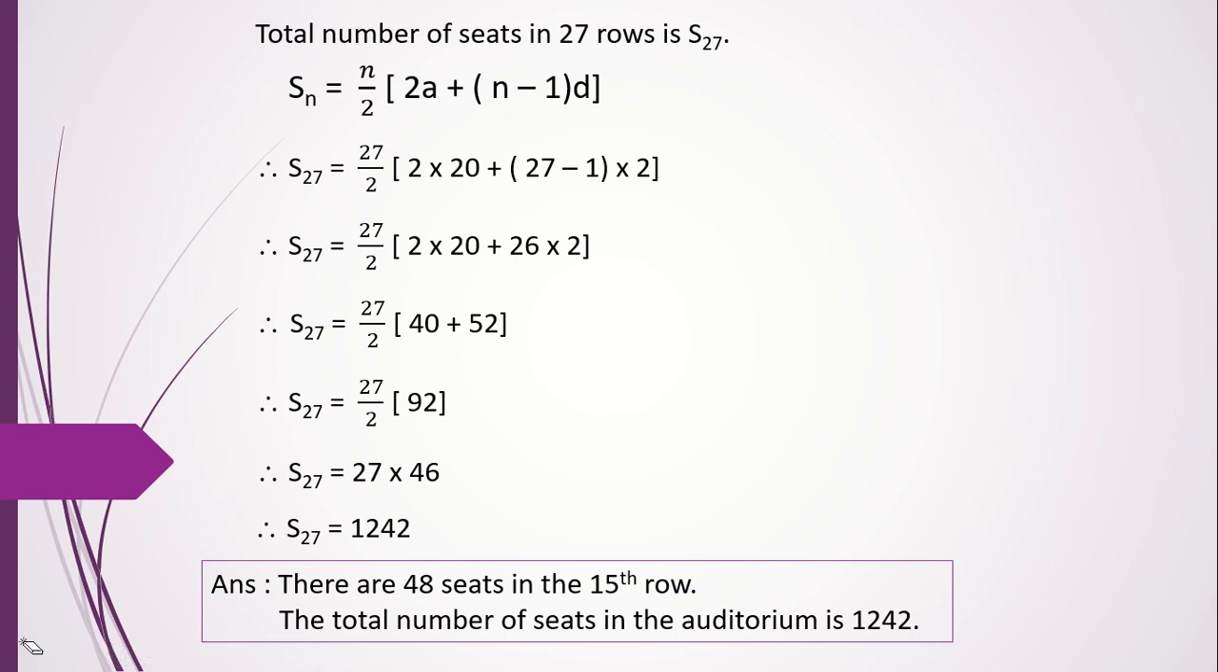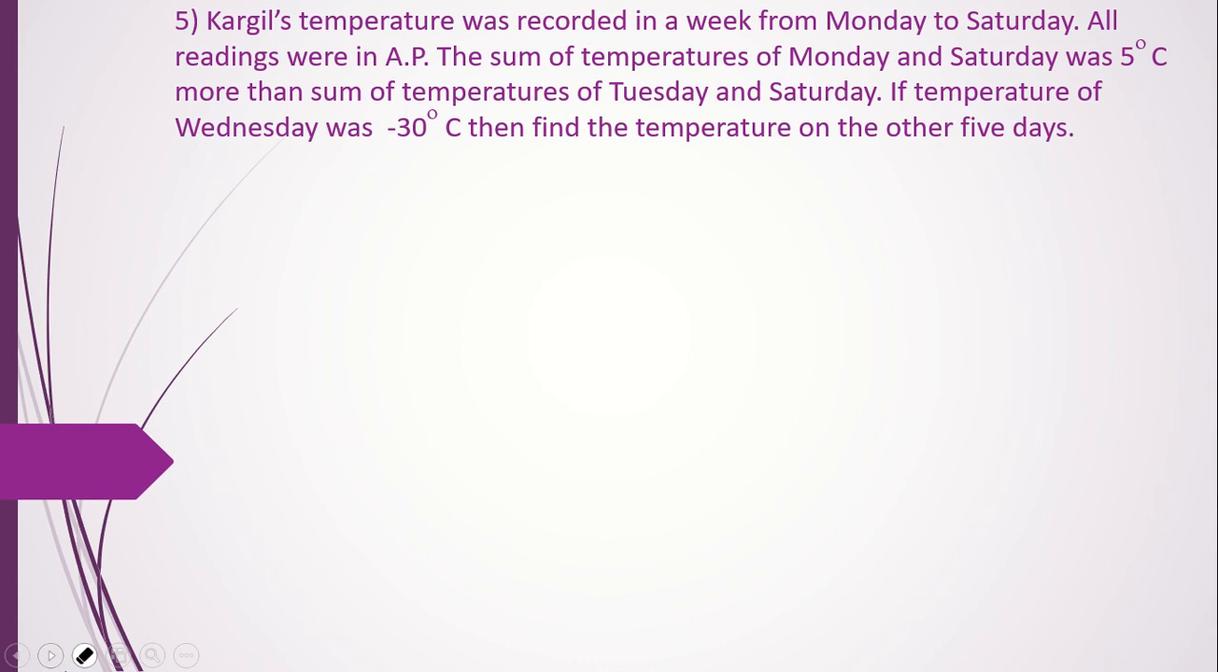Okay. So let's move on to the last. I think this is second last. Kargil's temperature was recorded in a week from Monday to Saturday. All readings were in AP. Now they have given already. All the readings were in AP. The sum of temperatures of Monday and Saturday was 5 degrees Celsius more than the sum of temperatures of Tuesday and Saturday. If the temperature of Wednesday was minus 30, then find the temperature of other days.